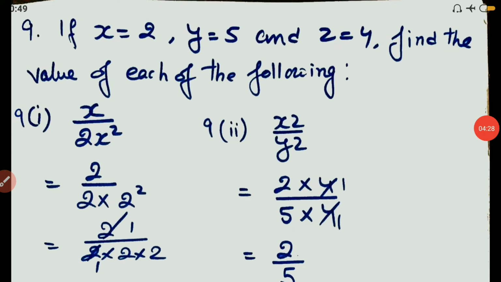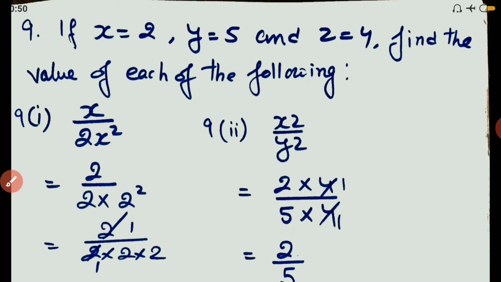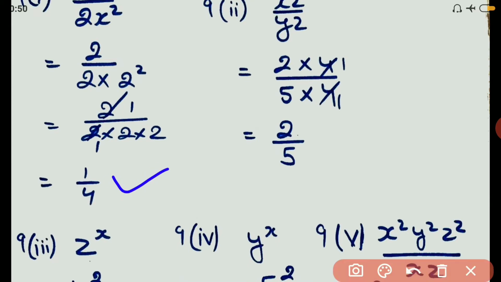Coming to the solution of number 9. Here, if x equals 2, y equals 5 and z equals 4, find the values of each of the following. So 9.1, the question is x upon 2x square. The value of x is 2, this 2 comes here, and x square means 2 square. Expanding them, 2 upon 2 into 2 into 2. This 2 and this 2 can be cancelled out. Once they are cancelled out, the remaining numbers will be 1 upon 4. So answer number 1 is 1 upon 4.